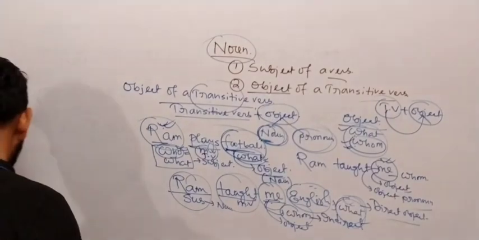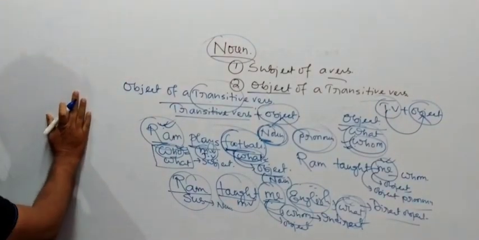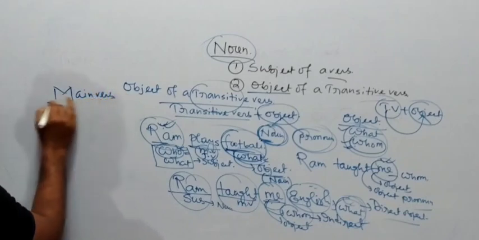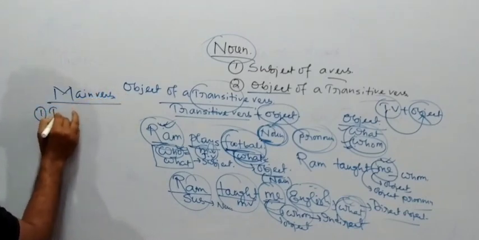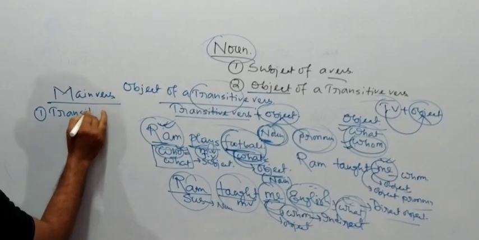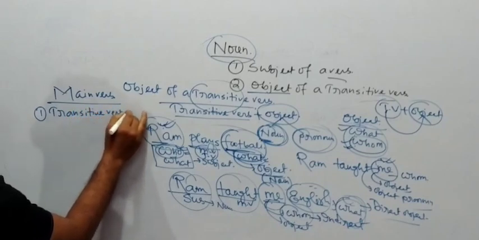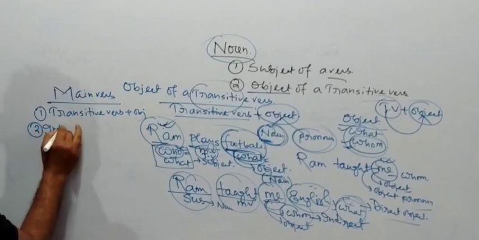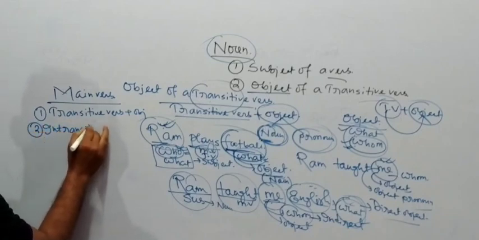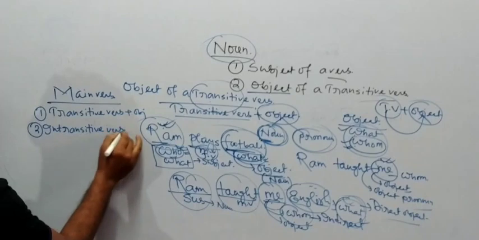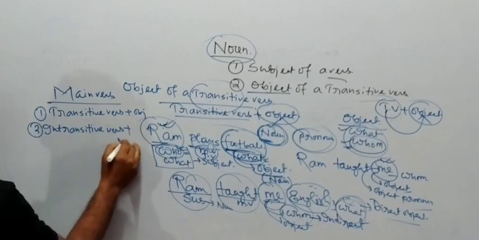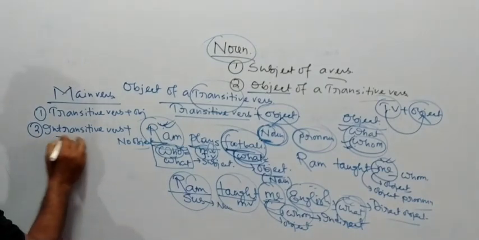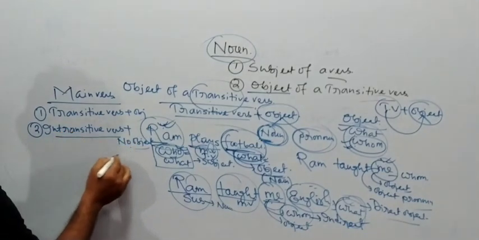Why? Because main verb has been divided, have you seen? Main verb is also divided into three parts. One is transitive verb, which always takes an object. Another one is intransitive verb. Intransitive verb does not take any object. That means we can write that no object will be taken by an intransitive verb.